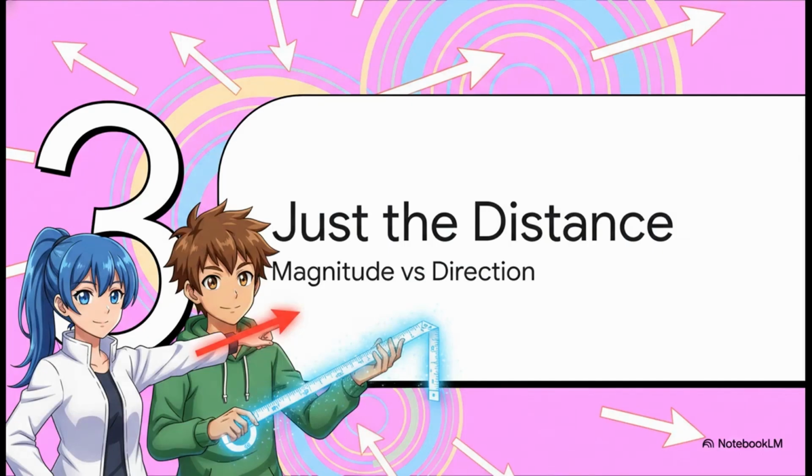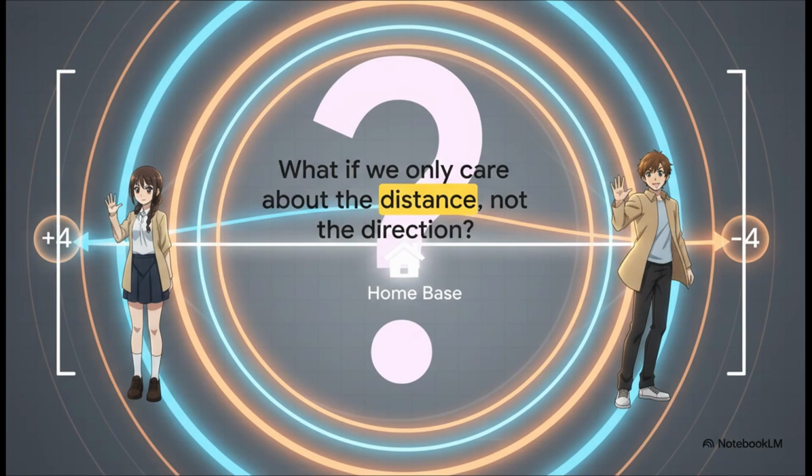So we've got these two key ingredients, direction and distance. But what if we only cared about one of them? This question right here brings us to the whole point of this explainer. Let's ask a totally new kind of question. How far is positive 4 from our home base?